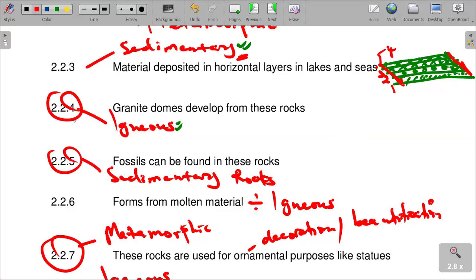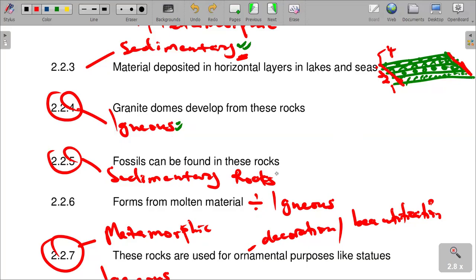2.2.3. And 2.2.4, granite domes develop from these rocks. I'm sure that we have heard of resultant landforms formed from mechanical or physical weathering, which form granite domes because of exfoliation and so forth. So it is igneous rocks that result in such types of rocks. And then fossils can be found in these rocks.